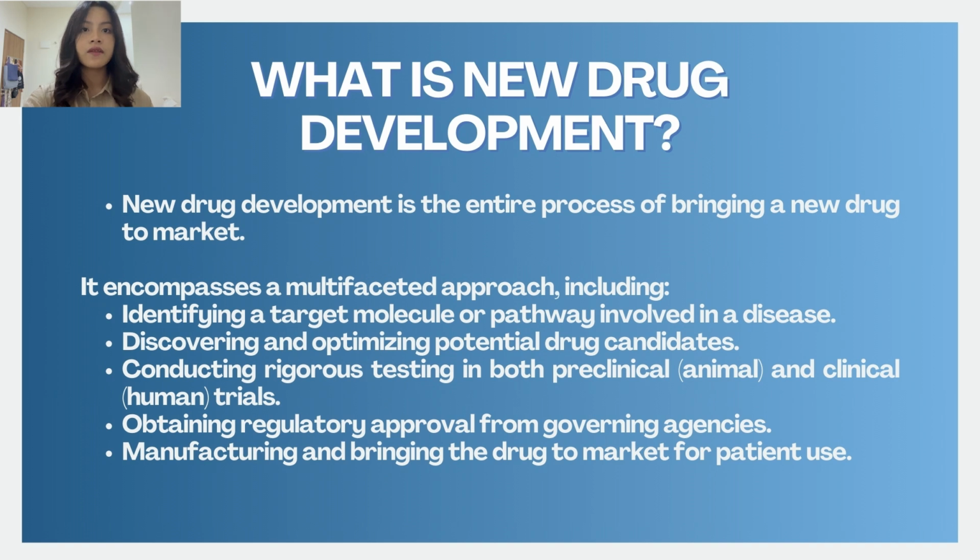The next phase involves rigorous testing. So the first is preclinical studies using animal models to assess safety and efficacy, and then progressing to meticulously designed clinical trials in humans. Following successful completion of clinical trials, the data is submitted to regulatory agencies for thorough review and approval before the drug can be manufactured and made available to patients.